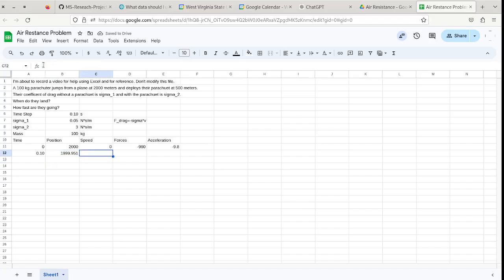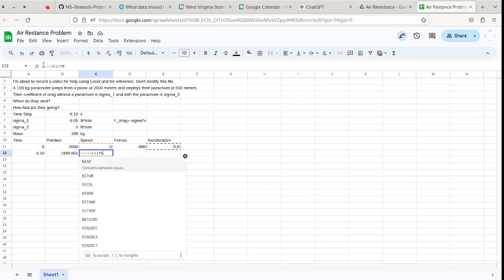Then we do the same thing for speed. This time we have the previous speed of C11 plus acceleration E11 times the time step of C$6.